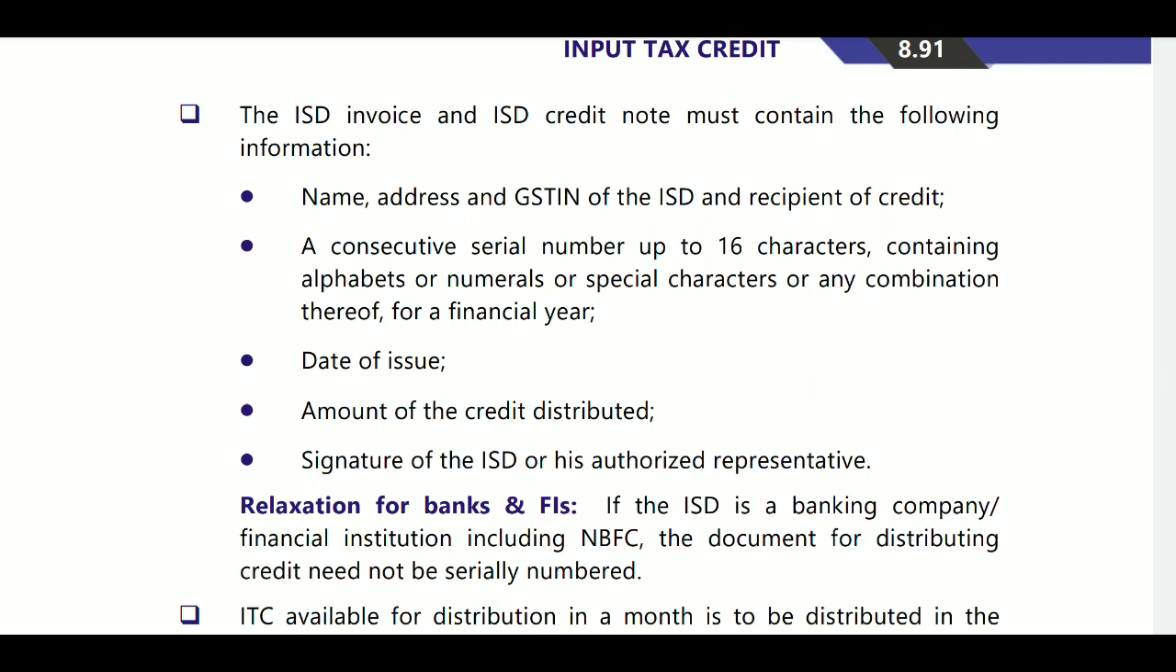What is this information? Name, address and GST number of the ISD and the recipient of credit. Next, a consecutive serial number up to 16 characters. One serial number will be provided, containing alphabets or numerals or special characters or any combination thereof, for the financial year. Next, date of issue. Next, amount of credit distributed. Next, signature of the ISD or its authorized representative.